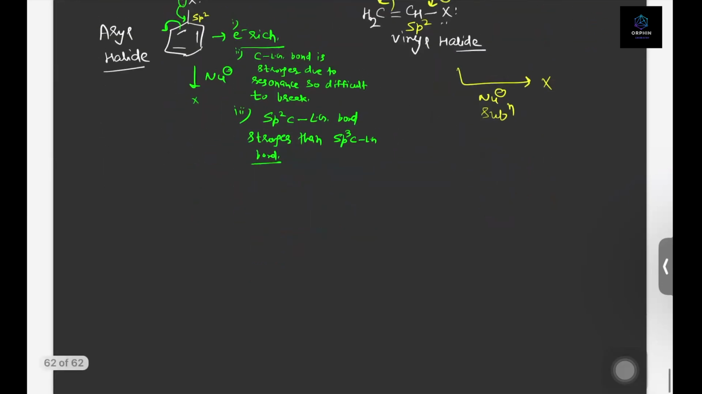Now you tell me one thing. Suppose we talk about the bridgehead carbon and then we put the leaving group here. Can SN1 or SN2 occur on the center or not? SN1 or SN2? It won't happen, right? It's bridged. Yes, it is a bridgehead carbon.